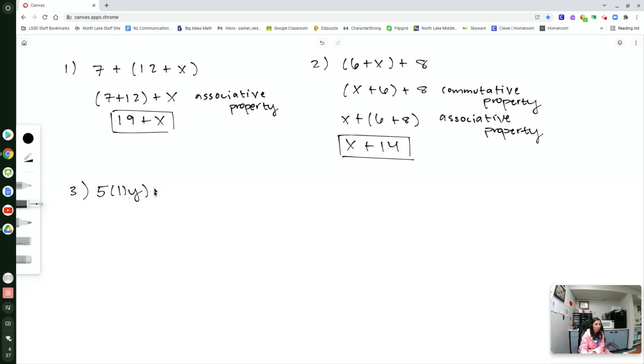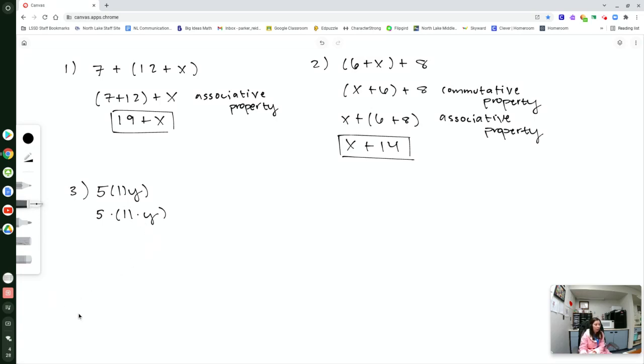Remember, 11y means 11 times y. If it's more helpful to you, you can add these multiplication symbols in so you don't forget. These are all multiplied together: 5 times 11 times y. So I see a 5 and I see an 11. Even though this isn't addition and it's multiplication, I still know how to multiply those together. I know how to multiply 5 and 11.